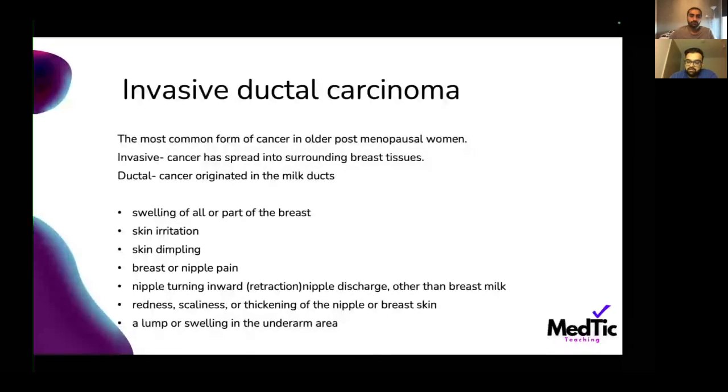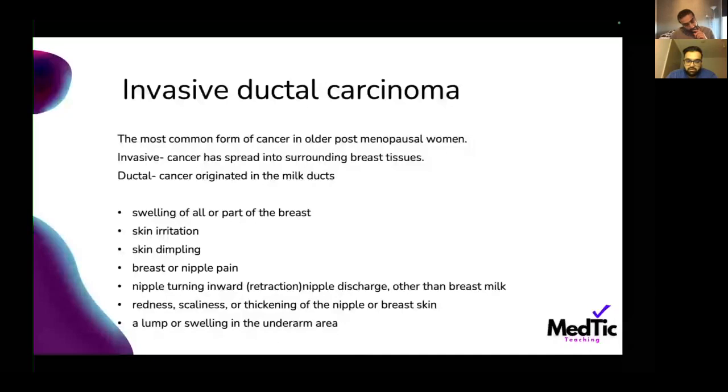In this case, an irregular breast mass in the right outer quadrant is usually an invasive ductal carcinoma. This is the most common form of cancer in older postmenopausal women, hence it was mentioned in the question stem with a lady who's 70 years old. Invasive means the cancer has spread into the surrounding breast tissues, and ductal means the cancer has originated in the milk ducts.